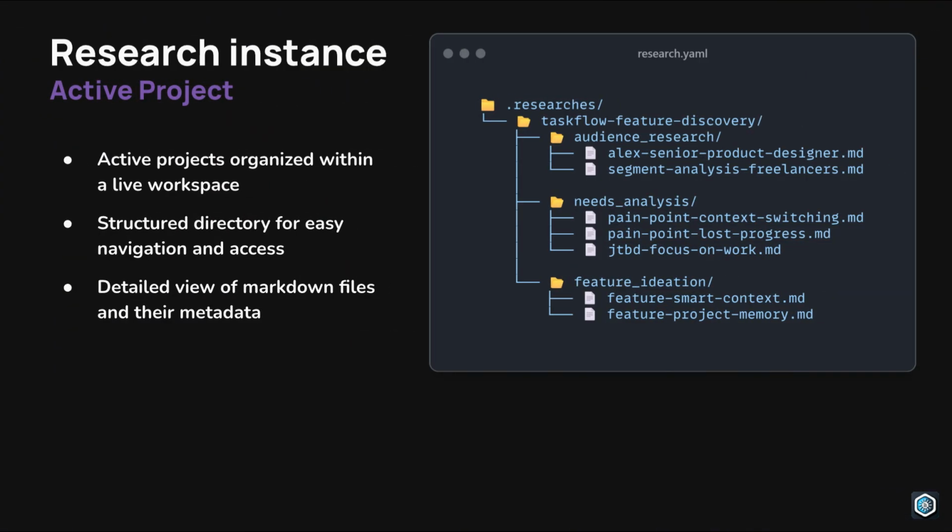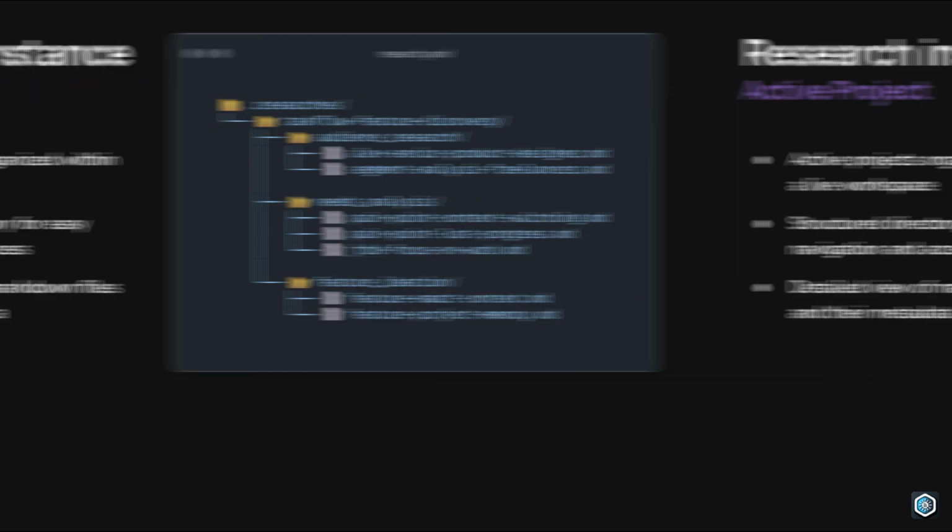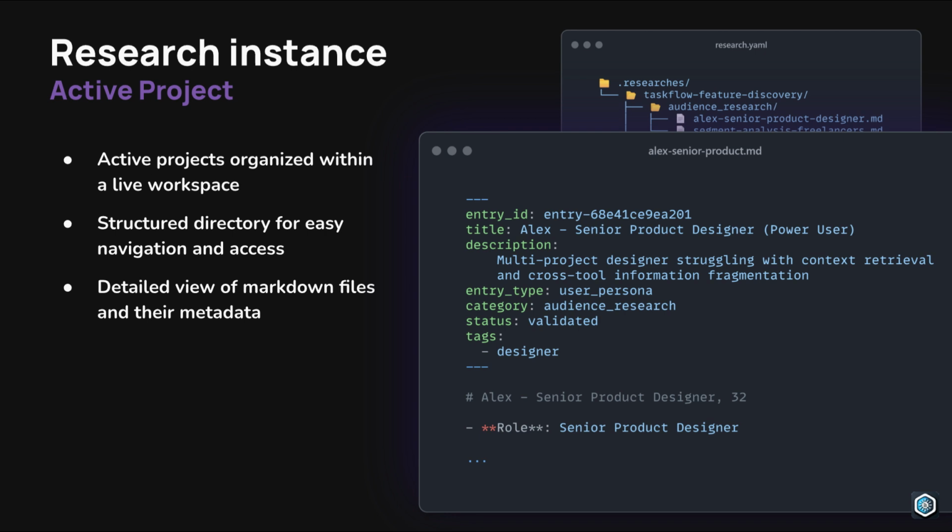Second, research projects. A research project is an active discovery session based on a template. When you create a research project, you're saying, I want to discover something specific using the structure. Third, artifacts. These are your actual findings. When you answer strategic questions during a research session, the system creates structured entries. User personas get saved to the audience research folder. Pain points go into needs analysis. Feature concepts land in feature ideation.